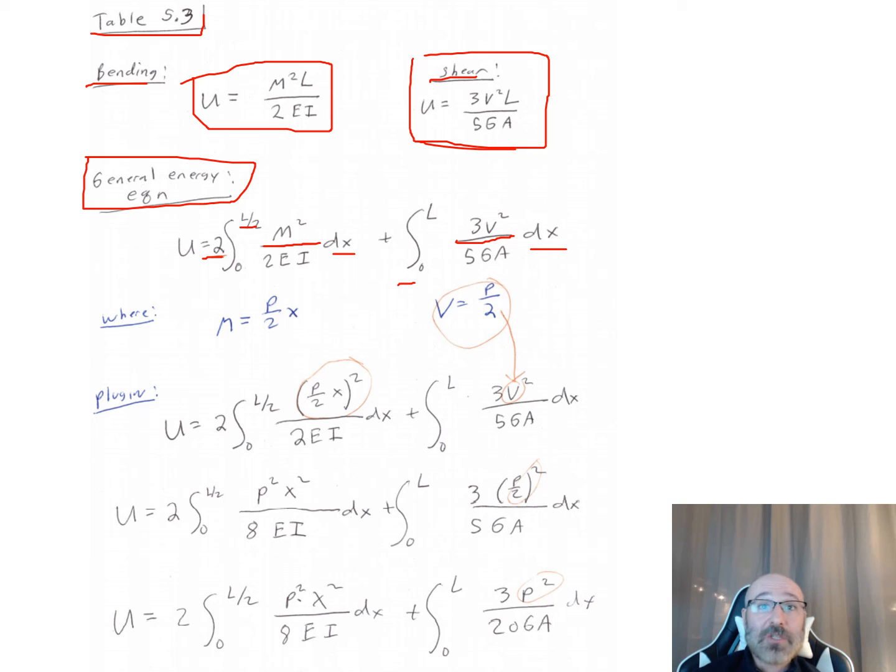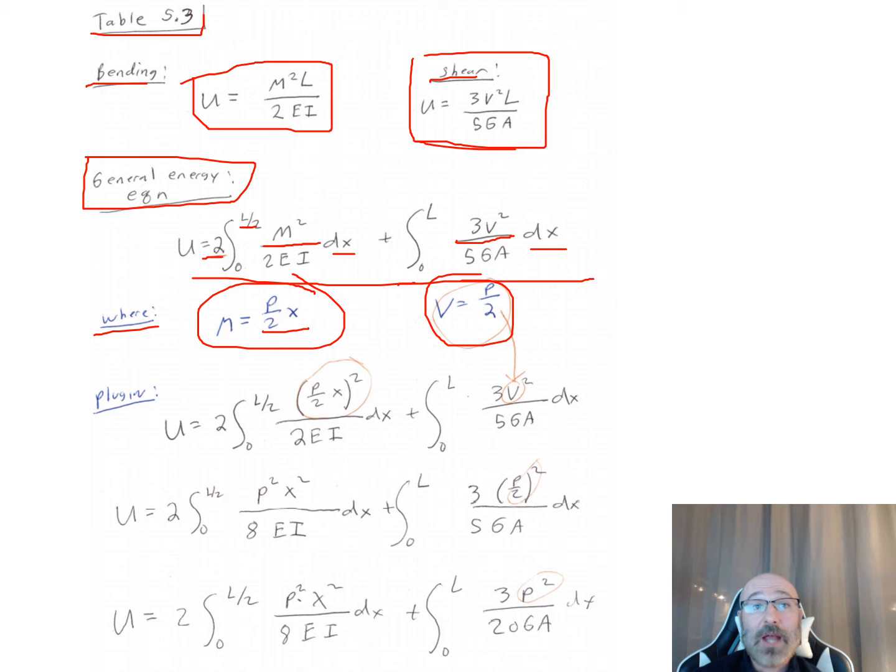Now we have the relationship we saw at the beginning, where our moment is equal to P over 2 times x. That's just taking the force times the perpendicular distance for half of the beam. And our shear was P over 2. So we can plug both of those relationships into this general equation for energy. Now U is equal to 2 times the integral from 0 to L over 2 of, instead of M, P over 2 x squared, all over 2EI dx, plus the integral from 0 to L of 3 times P over 2 squared all over 5GA dx.